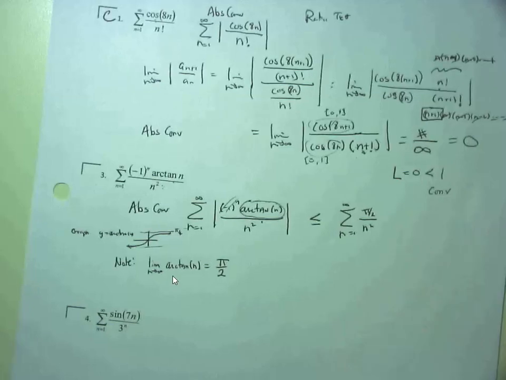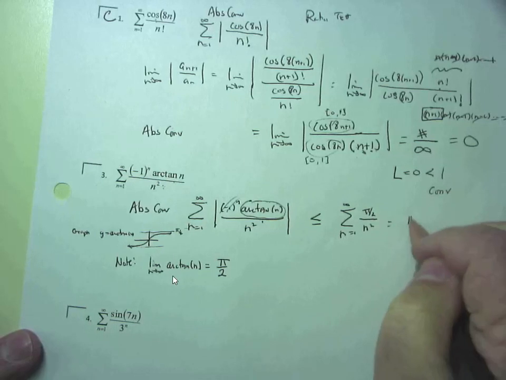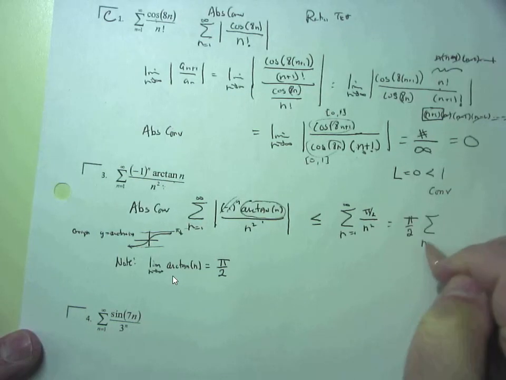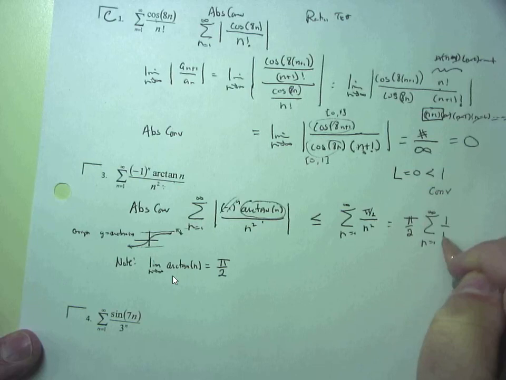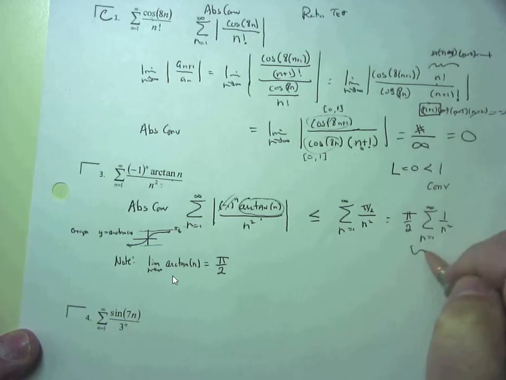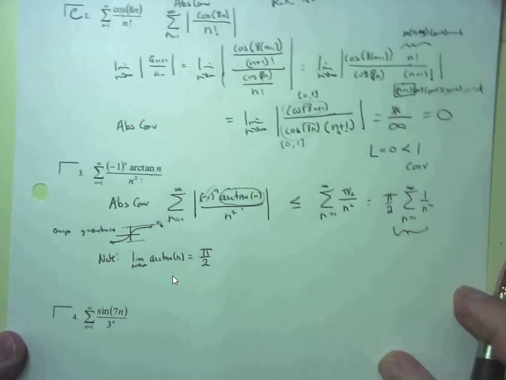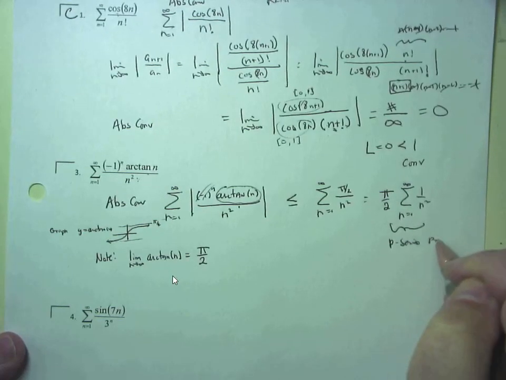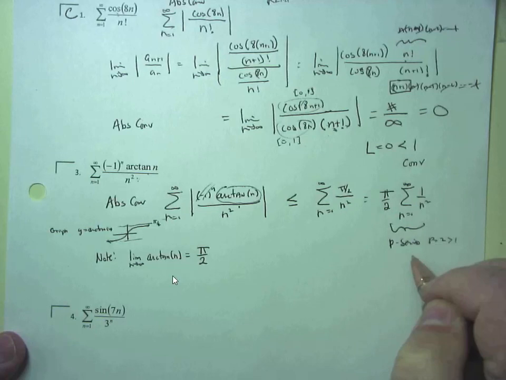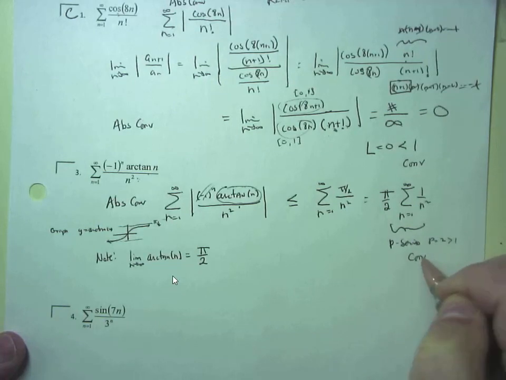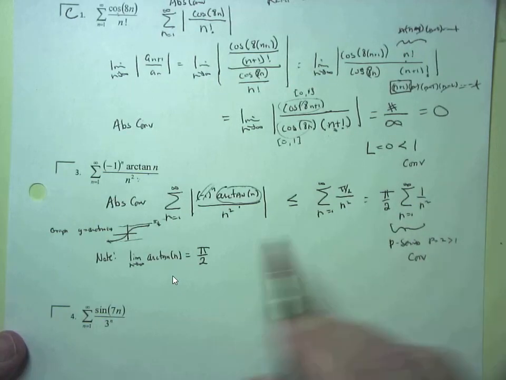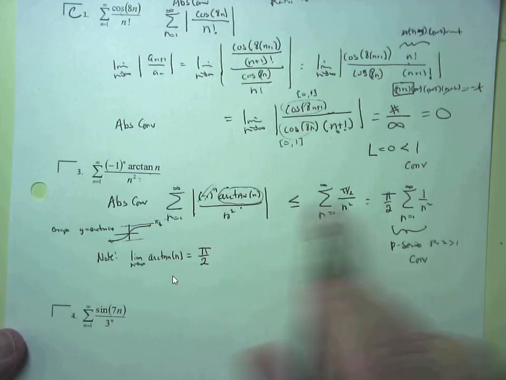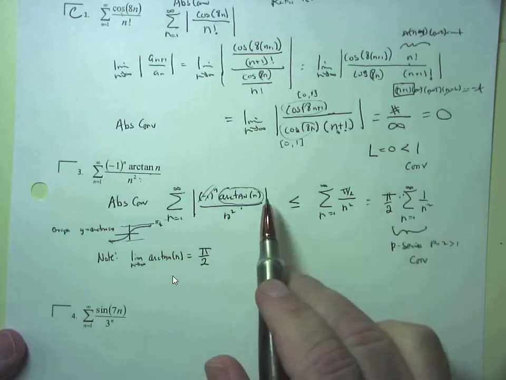But wait a minute, where do constants get to go, whether you have series or integrals? Where are you going to put that constant? Out front. So this is pi halves times the sum as n goes from 1 to infinity of 1 over n squared. And that has a name. P-series, p equals 2. That's bigger than 1, so it's going to converge. And in my comparison test, when the top converges, anybody below it is going to converge.